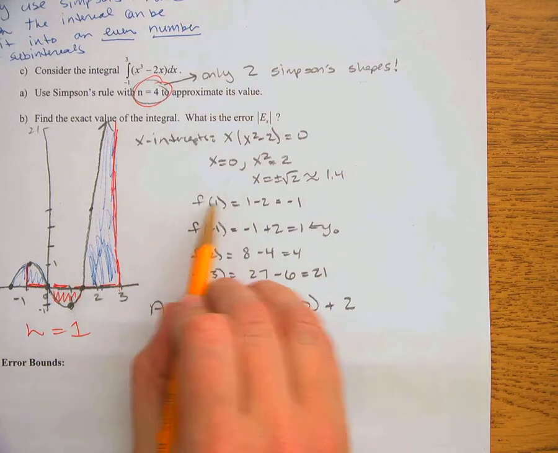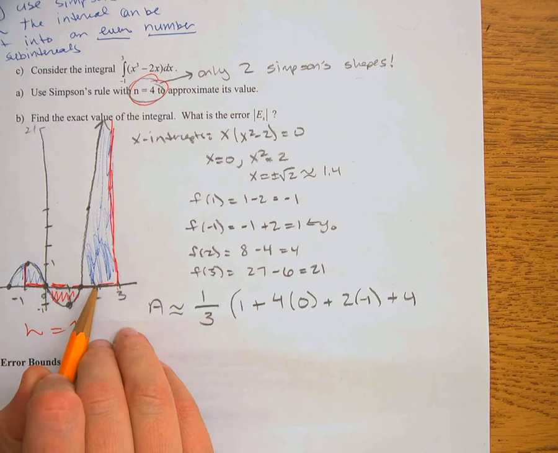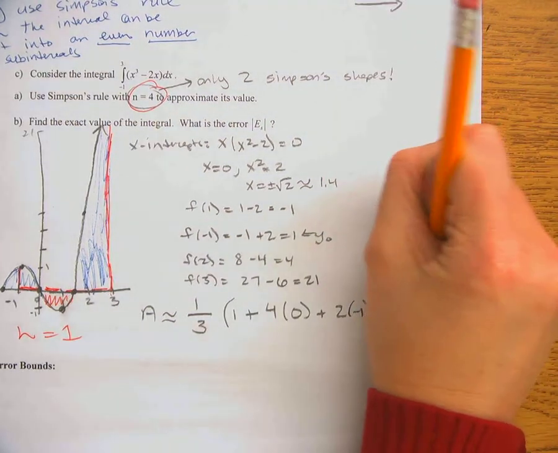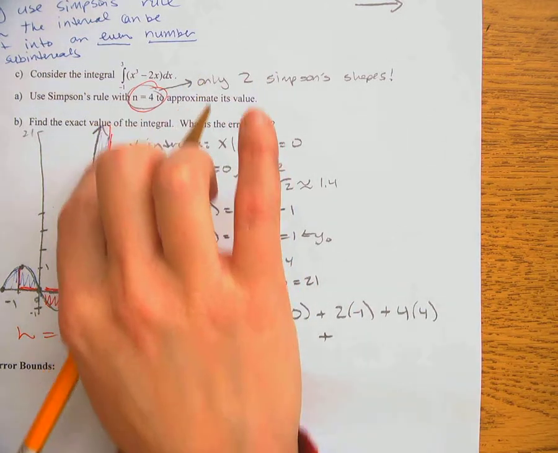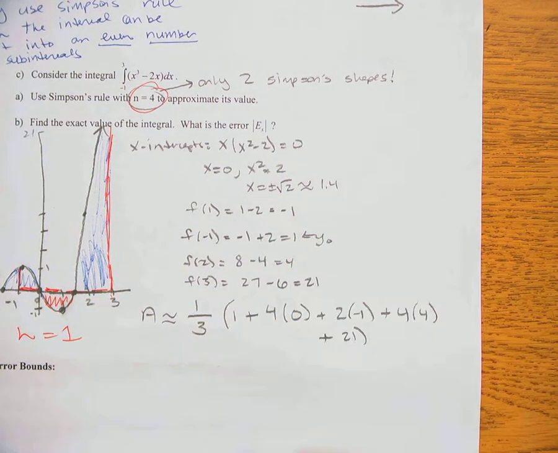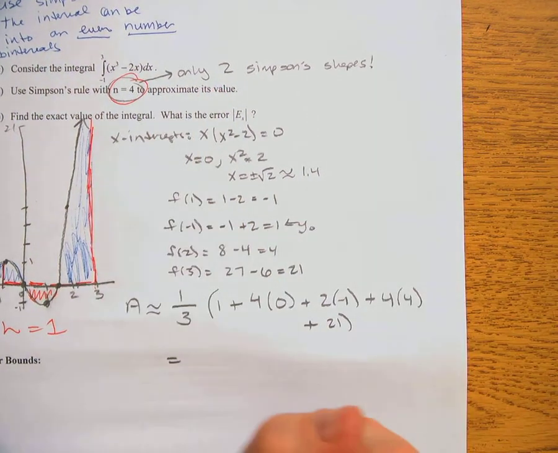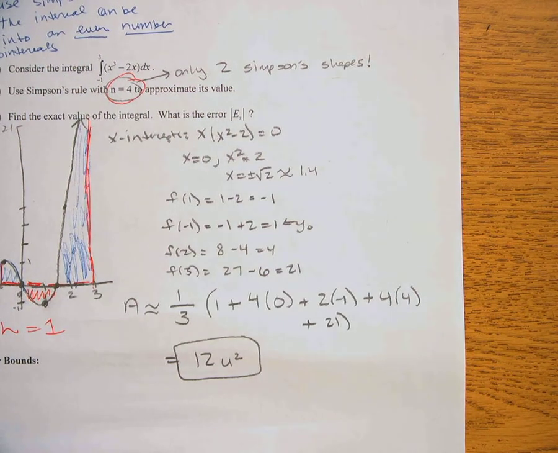So I have 2 times f of 1, which is -1. And then I have 4 times the value of 2 plugged into the curve, which we did right here was 4. And then 1 of this long height here, which was the 21. So basically you plug all that in there, add all of that up, and eventually it all ends up equaling 12 units squared. Okay, so that's the answer we get using Simpson's rule.